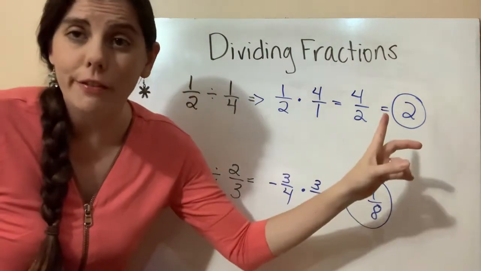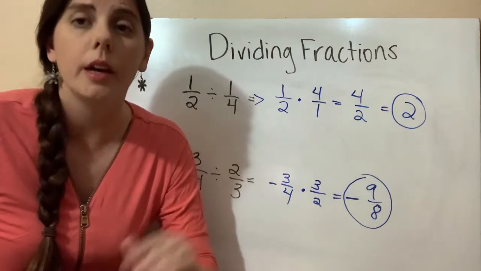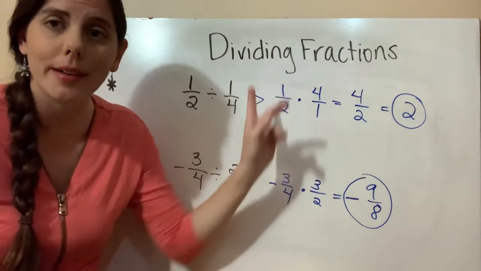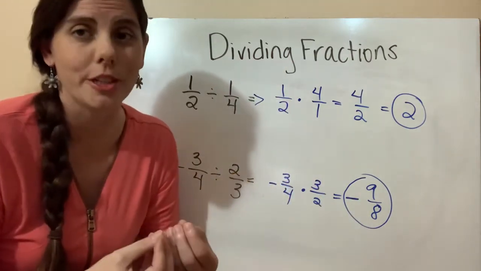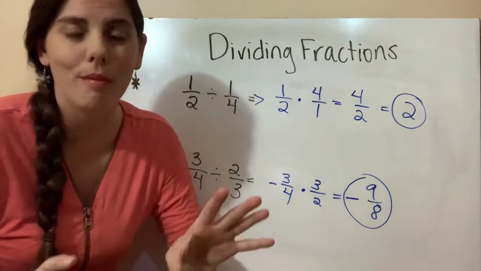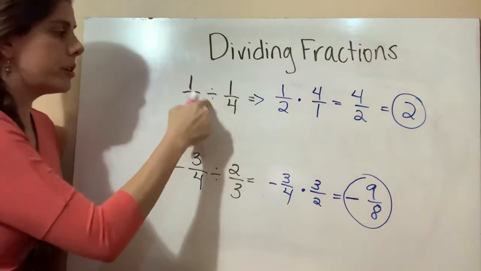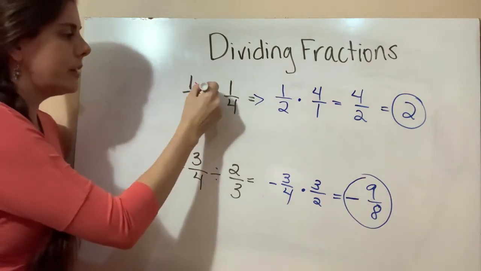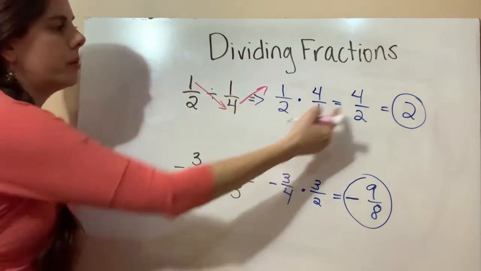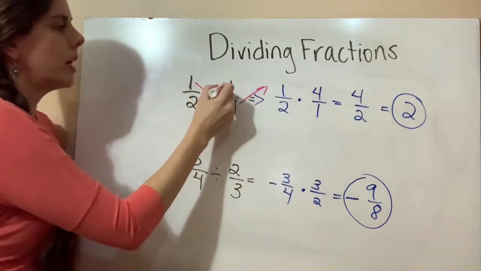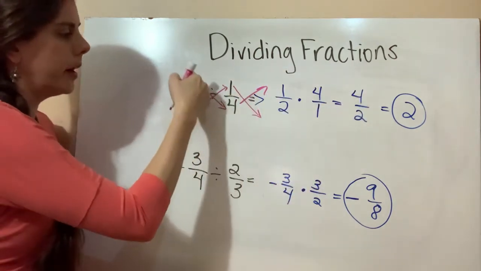So again, dividing fractions, very simple. It's the same thing as multiplying fractions. We just have to remember to flip that second one. Now, some of you may have learned cross multiplication. Cross multiplication is the same thing as your keep, change, flip, except you're going to do 1 times 4 and then bring that up, which we have that 4, and then 2 times 1 and then bring that down. So you're just cross multiplying.